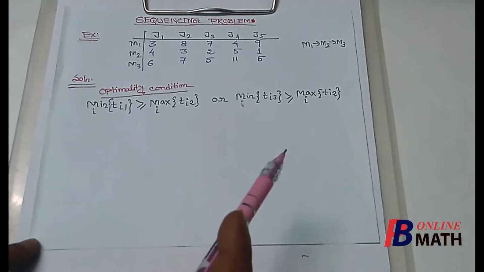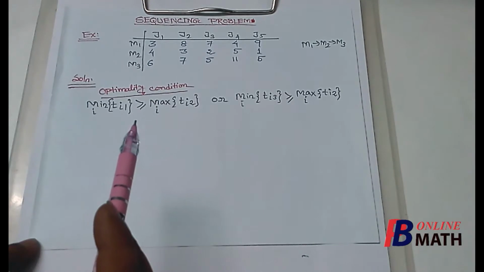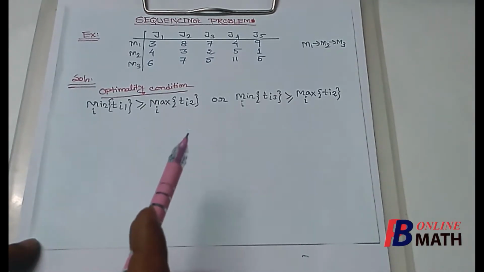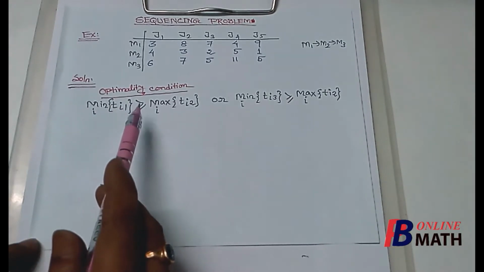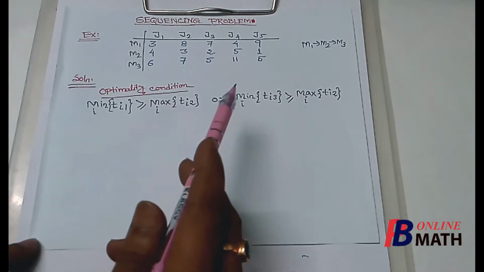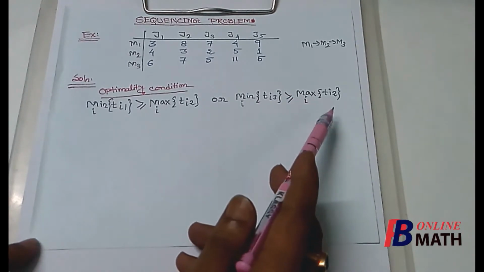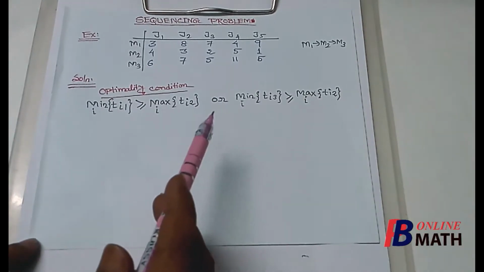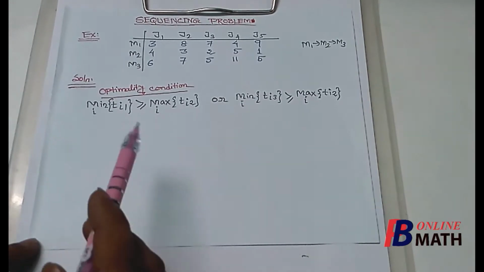This is the required condition. Tij means the processing time for the ith job on the jth machine. So the condition states that if minimum of Ti1 is greater or equal to maximum of Ti2, or minimum of Ti3 is greater or equal to maximum of Ti2, then the problem has an optimal solution. Otherwise the problem has no optimal solution.